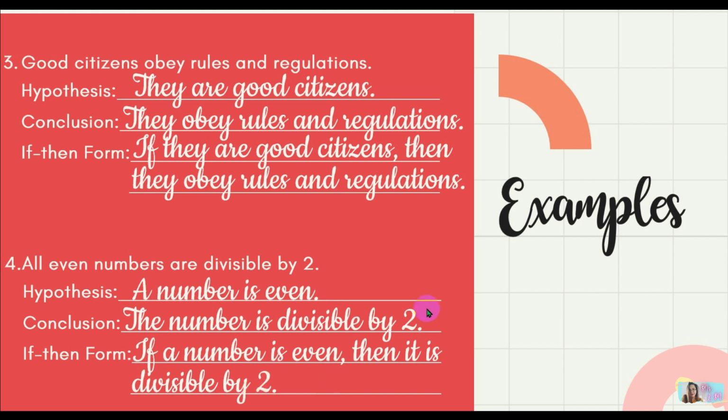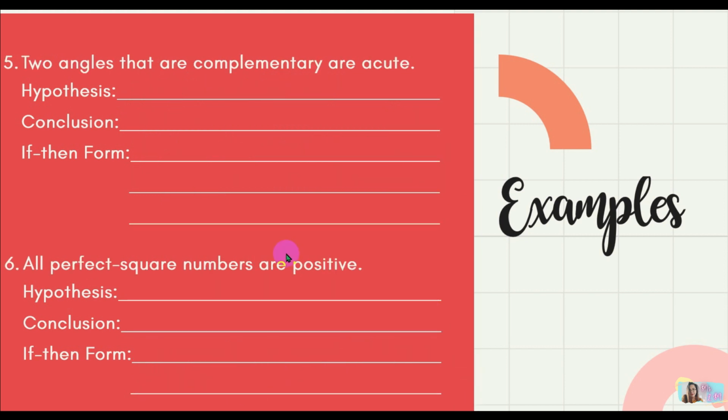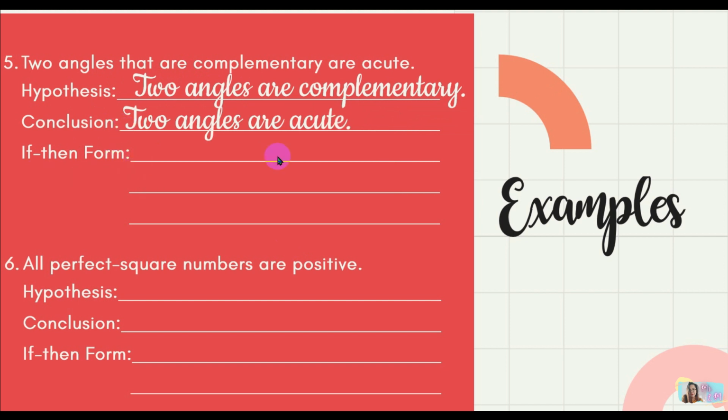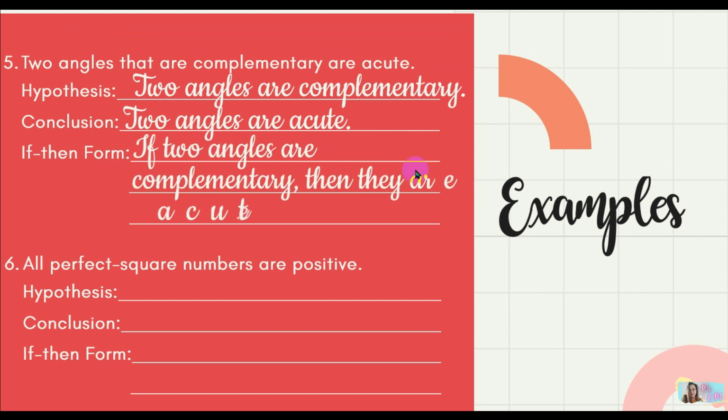Okay? Let's have our example number 5 and 6. For our fifth example, two angles that are complementary are acute. So, what will be our hypothesis? Remember, hypothesis are independent variable. So, that is, two angles are complementary. And then for the conclusion, that is, two angles are acute. Okay? So, for the if-then form, maglalagay lang tayo ng if sa unahan ng hypothesis, then sa unahan ng conclusion. So, we're going to form the if-then form as if two angles are complementary, then they are acute.